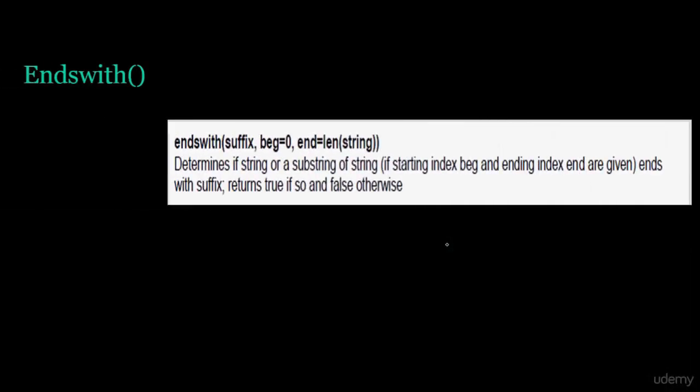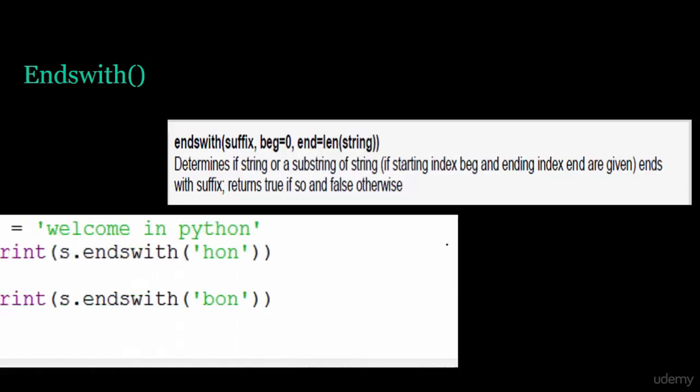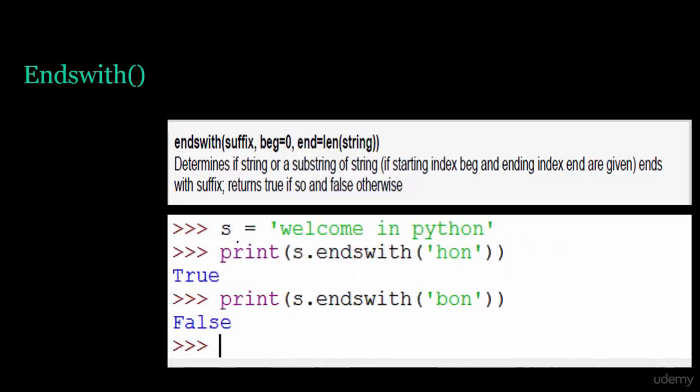endswith. This method determines if a string or a substring of a string ends with a suffix. Like what? If we look here, this string will come in Python. I type s.endswith h-o-n, this will check if this string ends with these three letters h-o-n, yes, then it prints true. If I type b-o-n, no, these three letters are not those three letters, then we will get false. Let's try this.